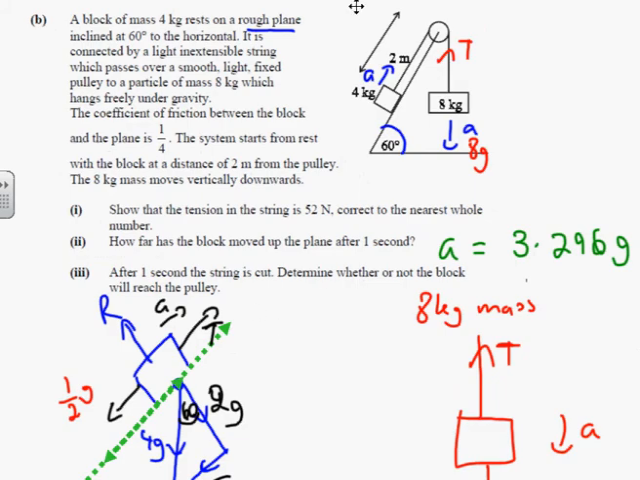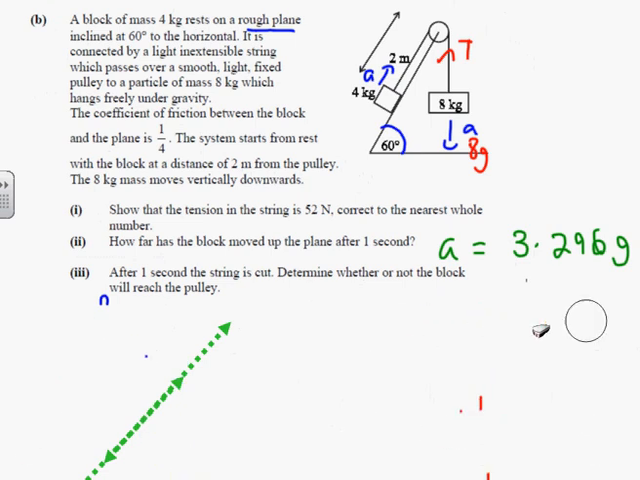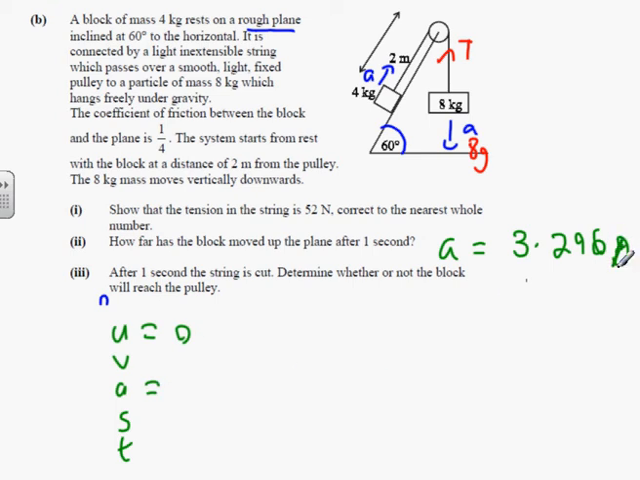Okay guys, so what we're going to do next is I'm going to answer this one here. How far has the block moved up the plane after 1 second? Well, that's a SUVAT. So SUVAT: u being equal to 0, a being equal to, that's not g, it's just 3.296 m/s², and s we don't know, but t is 1 second.